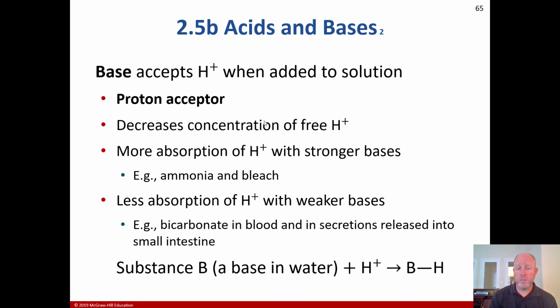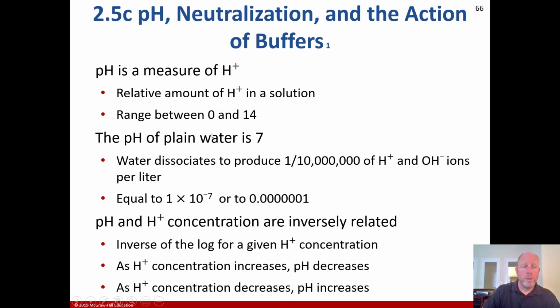The weaker the base or the weaker the acid, the less toxic it's going to be to us in the presence of the body. In the case of stomach acid, in the stomach it's fine. If that were someplace else in the body, we'd have a problem. Ammonia or bleach anywhere in the body at a significant level is going to be life-threatening. But bicarbonate is very normal in the blood because it's a weaker base, closer toward a neutral pH of 7. Substance B, or a base in water, is going to be absorbing a hydrogen ion.